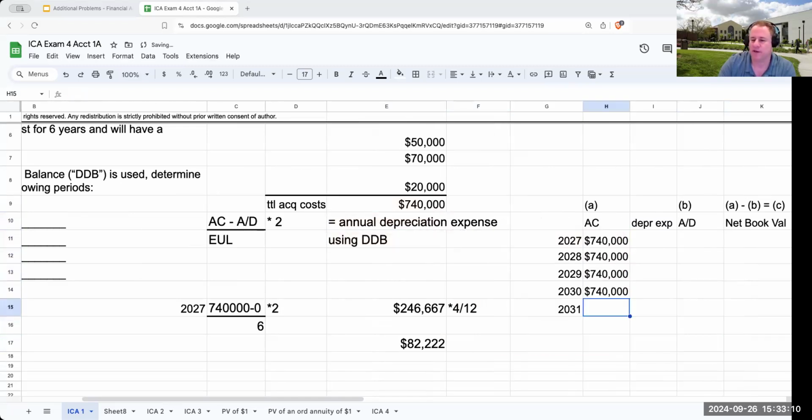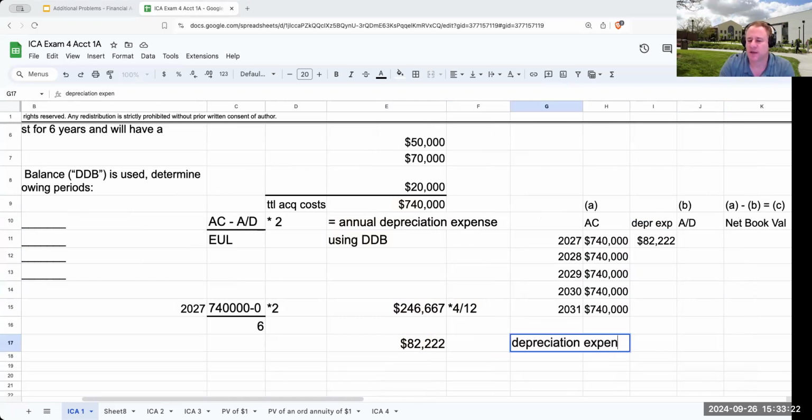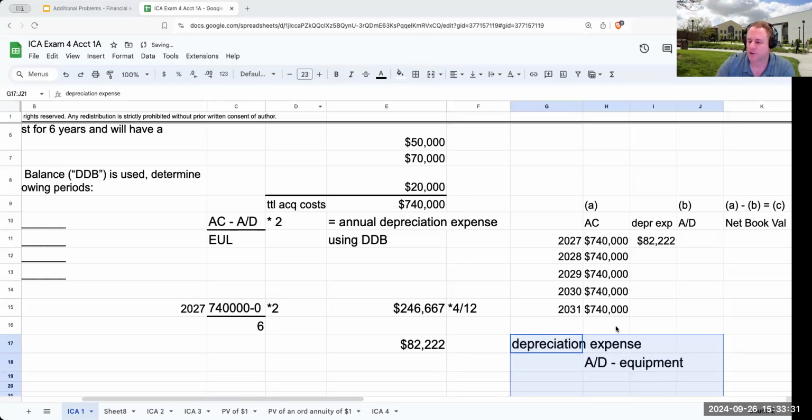So over here, our acquisition cost is 740. This is never going to change for all of these years. Our depreciation expense is 82,222. Now, remember, when we record depreciation expense, we're debiting depreciation expense and we're crediting accumulated depreciation on that equipment. Remember, it's the same as straight line. We're just doing a different methodology, right?